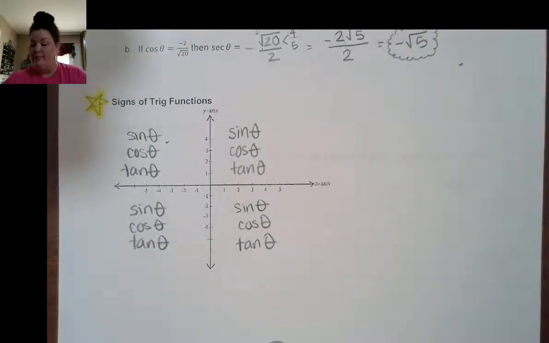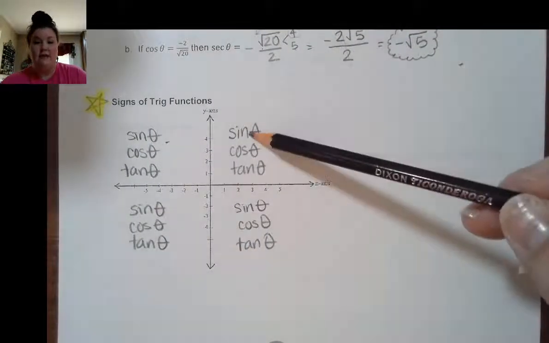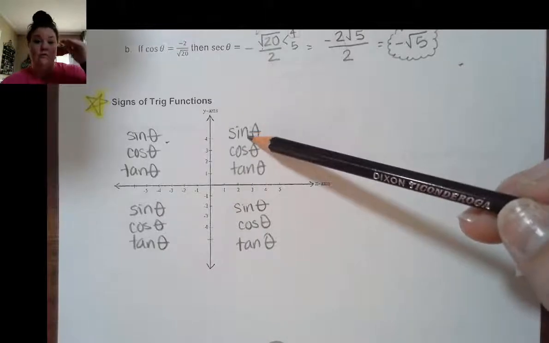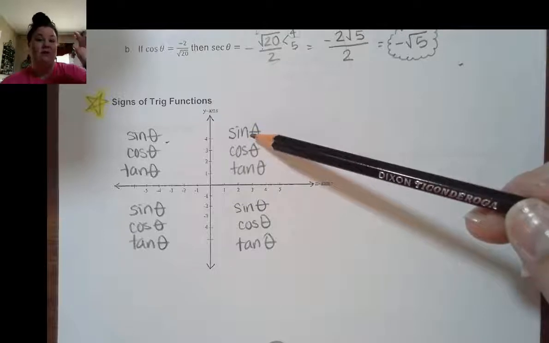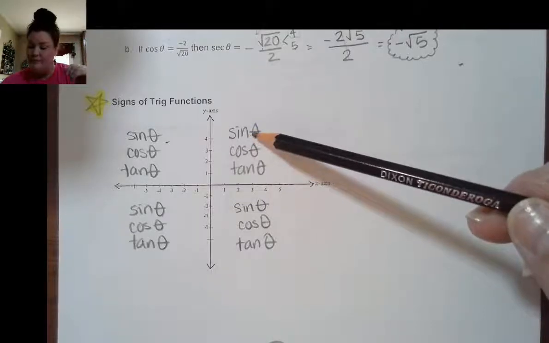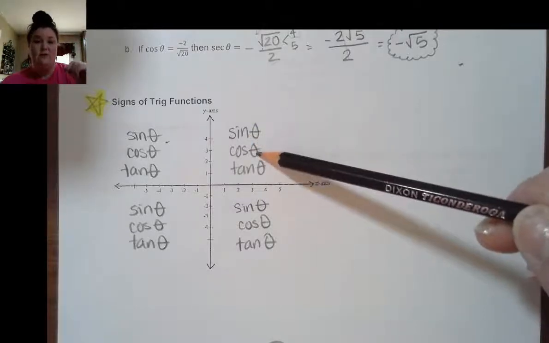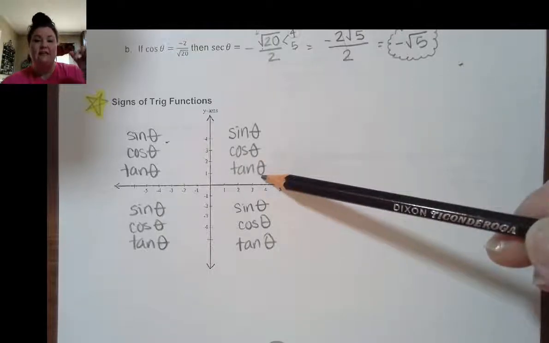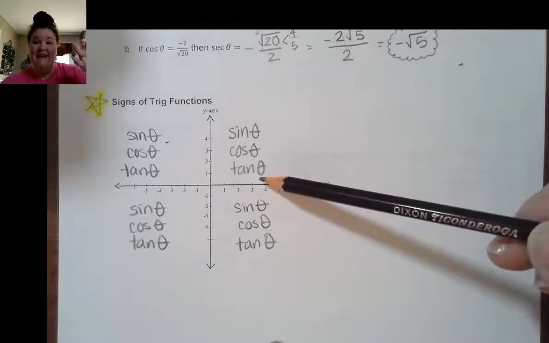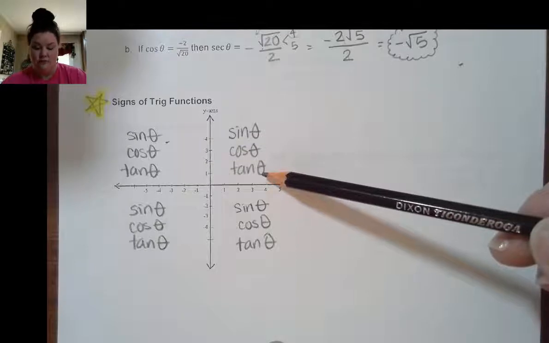So remember, we get the sine value by doing y over r, right? And r is always positive. So with sine, we really only need to know about the y value. Cosine, remember, is x over r. So since r is always positive, we really only need to know about the x sign, right? And then tangent is y over x. So we need to know both the signs of y and x, and think about when we divide those, what kind of sign is that going to produce, right?